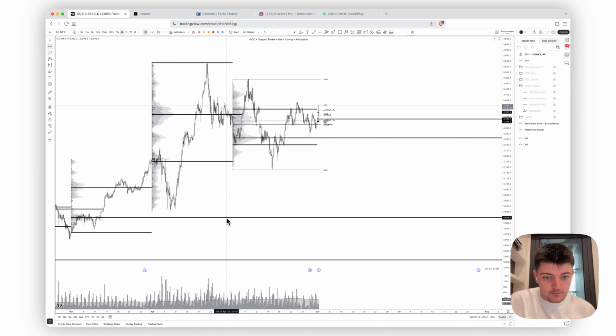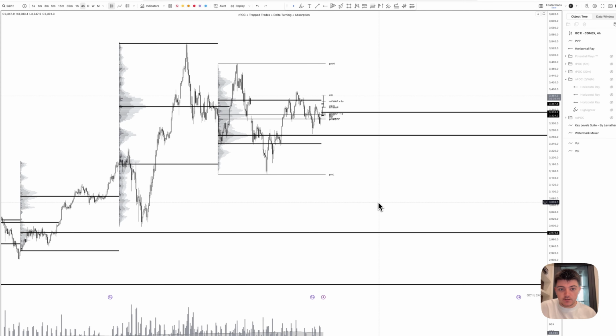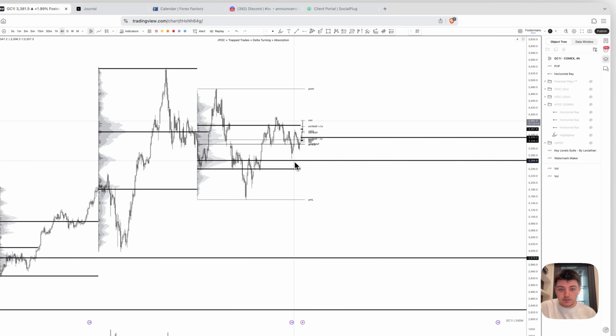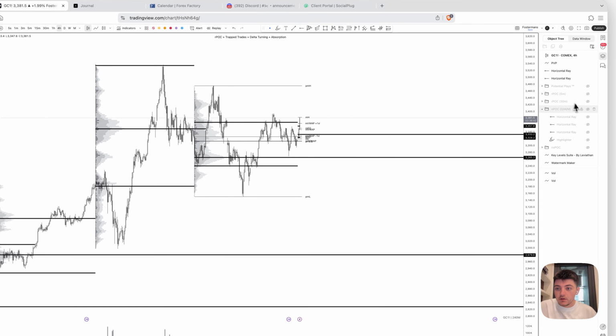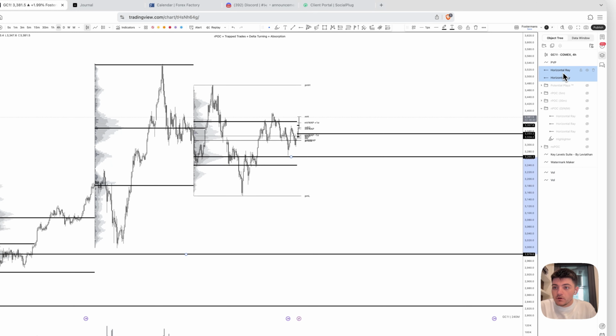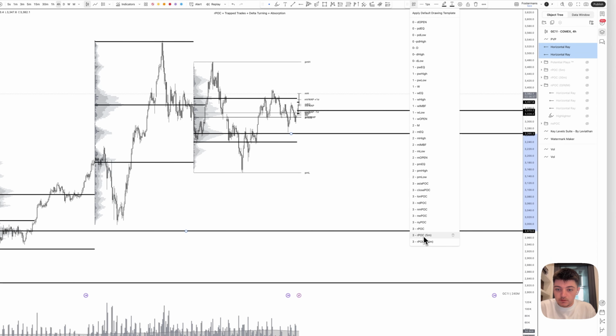Here's one here, here's one here. Let's get these marked. These are the monthly, so I'm going to do monthly POC.